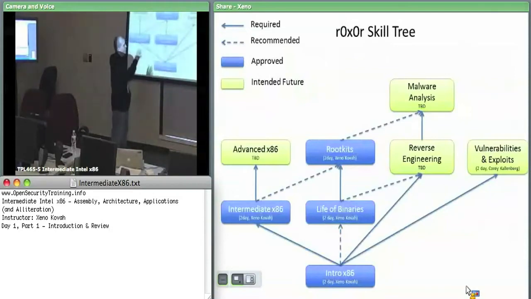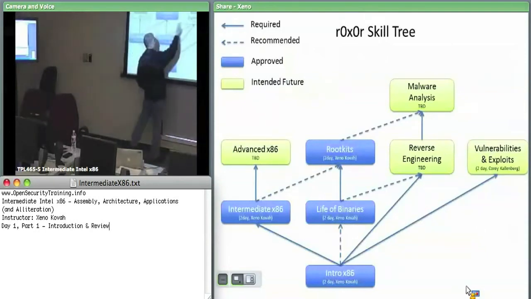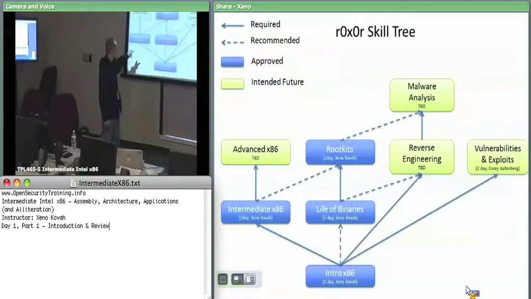We knew that there are people who need to know these skills, such as exploits, reverse engineering, and malware. This class is going to get you part of the way there. In a newer version of this, I have a recommended line. There's a lot of stuff you need to know in order to get to those final states. This is trying to give you a more gradual transition. The more of the blue stuff you know, the easier it is to go to the future ones.